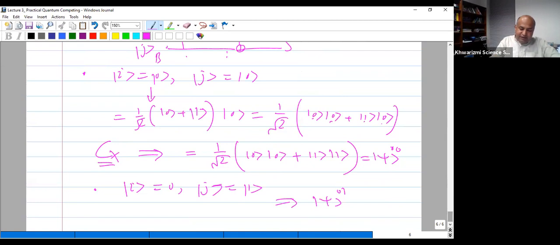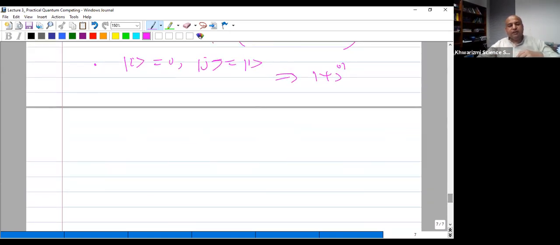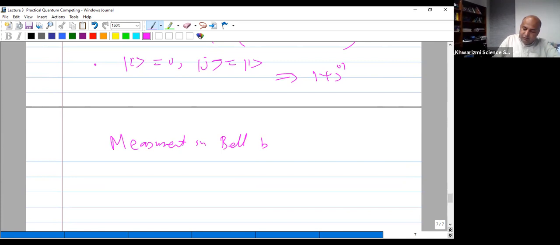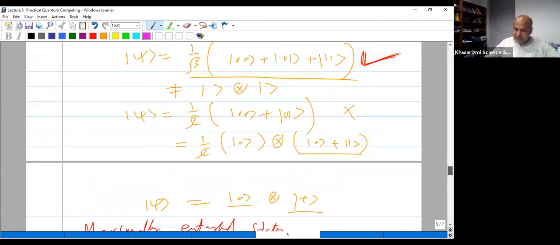So let's see how to unentangle the states, which means how do we find out whether a given state is an entangled state or not. Equivalently, this is called measurement in Bell basis. So for example, if you have a general state psi and you want to measure the degree of entanglement, or at least if you want to see whether there is a Bell state hidden somewhere here or not. For example, a state like this that I made here.